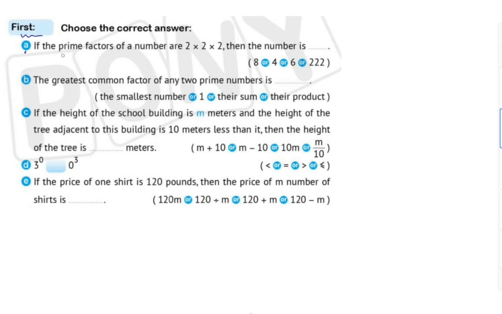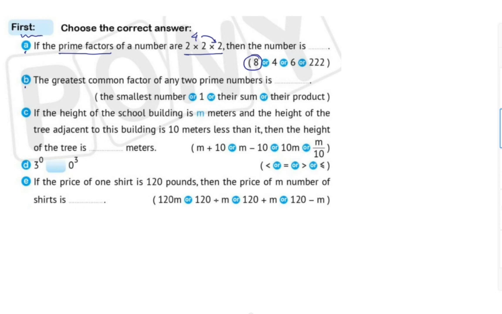We know that prime factors, if I multiply them together, I will get what? I will get the number. So this number is the result of 2 by 2 by 2. Okay, so 2 by 2 equals 4, 4 by 2 equals 8.